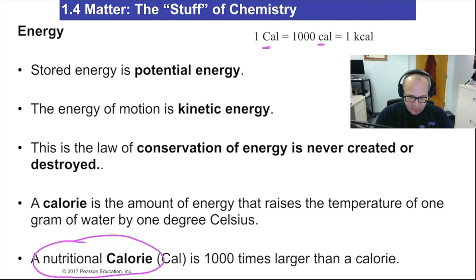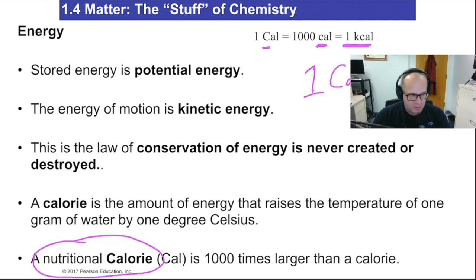A heat calorie, you can also call it a chemistry calorie if you like, but they're called heat calories, is the amount of energy required to raise the temperature of 1 gram of water by 1 degree Celsius. That's a calorie. That's a lowercase c calorie. And this is also known as a kcal, or a kilocalorie. All right? So one capital C Calorie is one kcal.